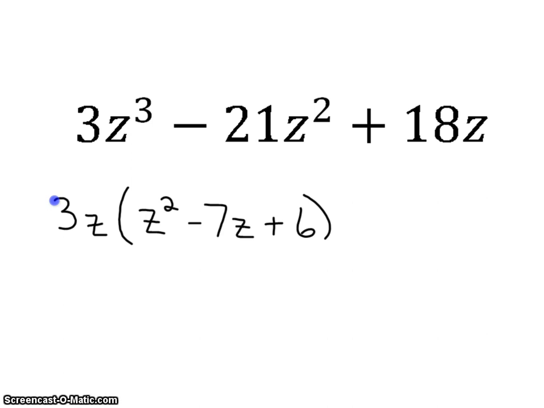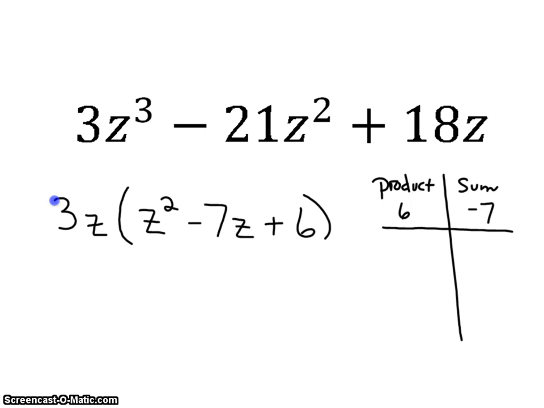Now I'm looking inside the parentheses here. I have z squared minus 7z plus 6. So we need to find two numbers whose product is 6 and whose sum is negative 7. Okay, let the signs help us first of all. The product has to be positive, therefore the two numbers have to be the same sign. The sum has to be negative, therefore the two numbers that we're looking for have to both be negative.